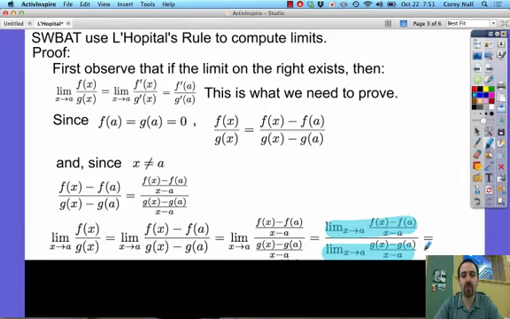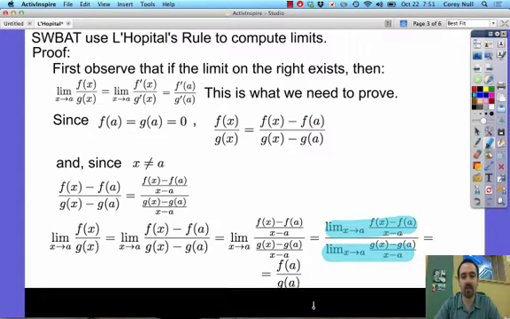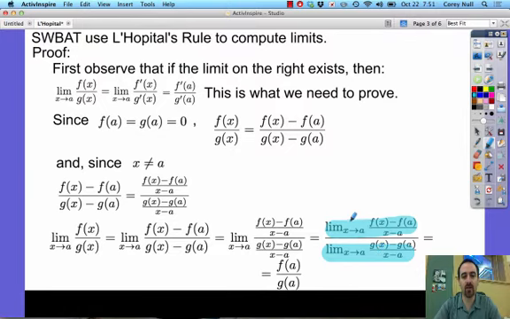But the limit of the numerator, this is the definition of the derivative of f of x. And the limit of the denominator, that's the definition of the derivative of g of x. And there it is, evaluated at a. The limit of the numerator divided by the limit of the denominator, and this should be f prime at a over g prime at a.